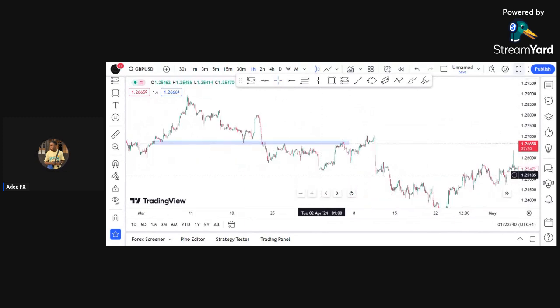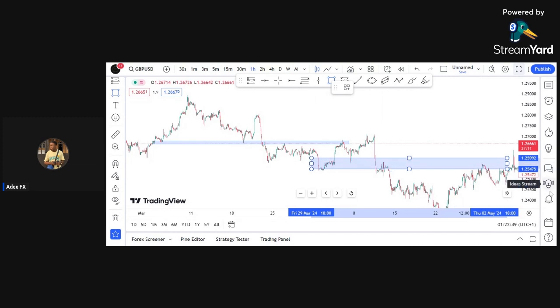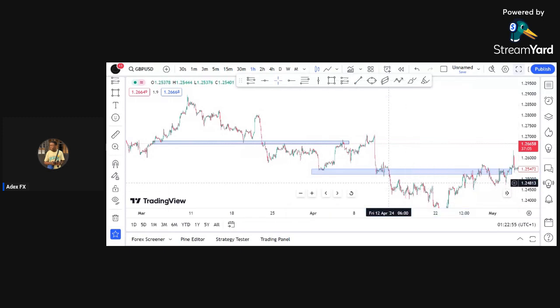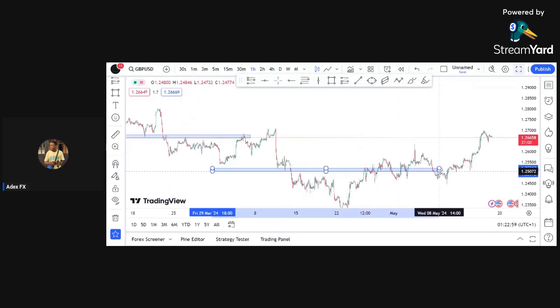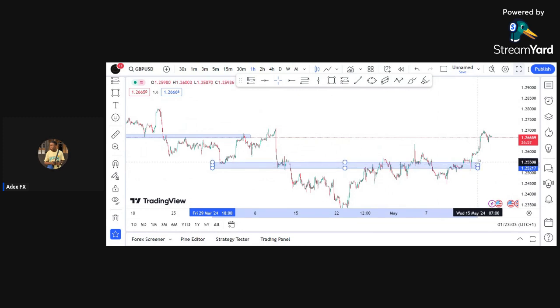Support zone, resistance zone. So let's take this. Let's also take this and extend it. So this is not working. We have a lot of extension. It's not that it's not working, but I want something that is clean, just like the first one. So this one is not working out.